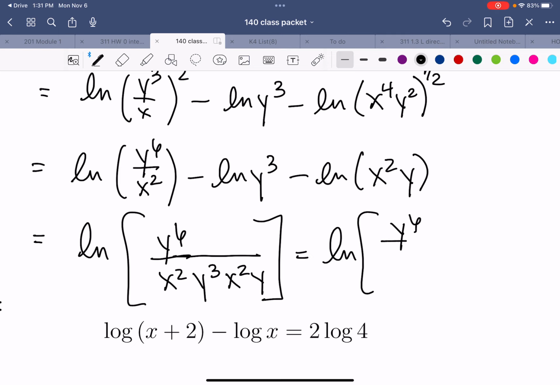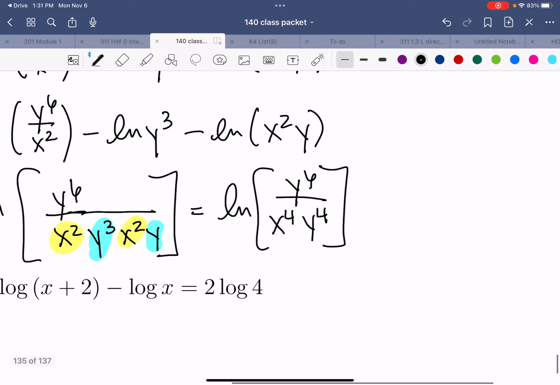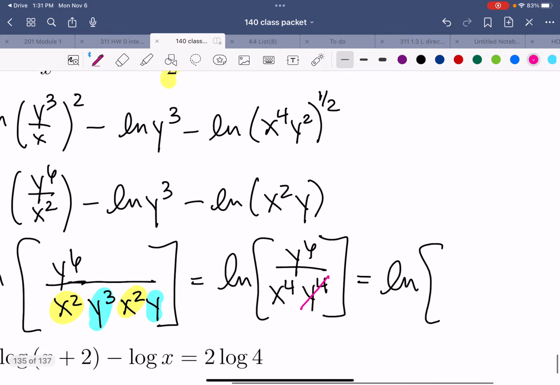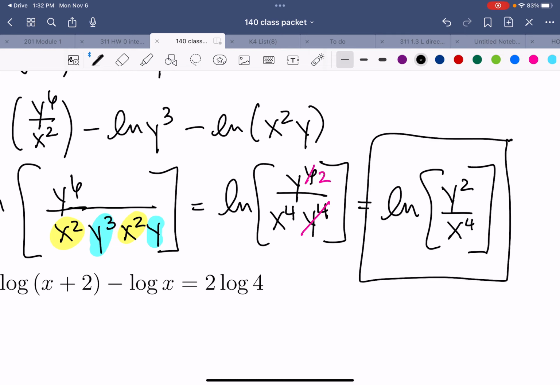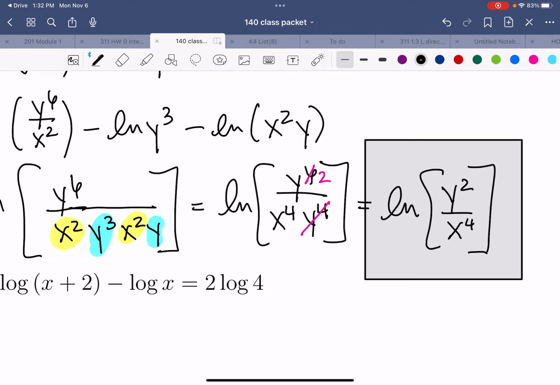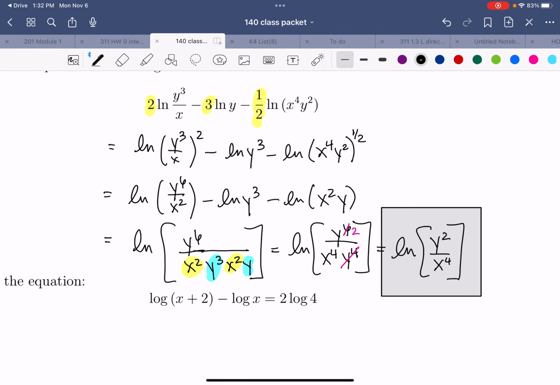So we have a y to the 6th on top. If we put together our two x terms, we're going to add those exponents and make it x to the 4th. And then you're taking y cubed and y, add those exponents, that's y to the 4th. And then lastly, we're going to go ahead and cancel 4 of those y's with 4 of the 6 that are on top. That leaves me with 2. So you're going to have y squared over x to the 4th. Okay, so there's that one.